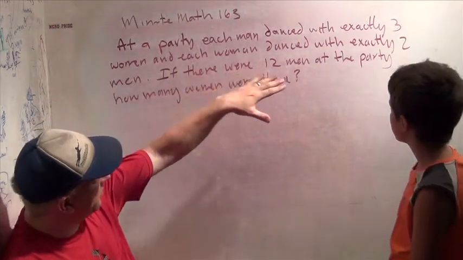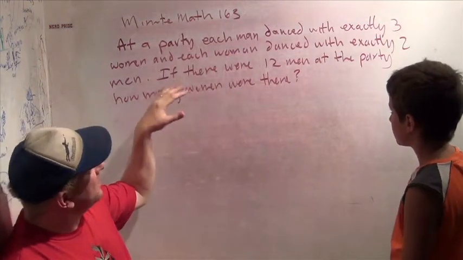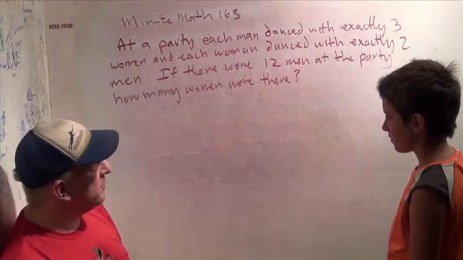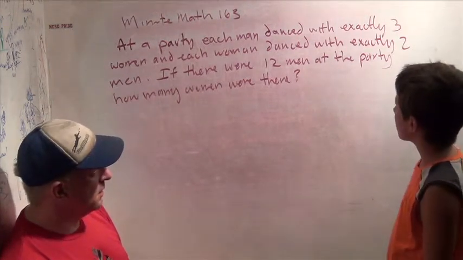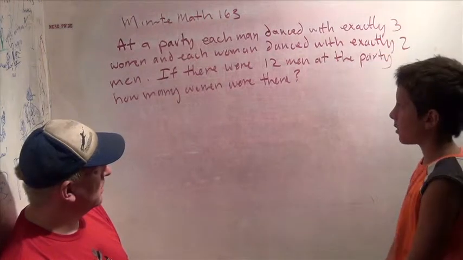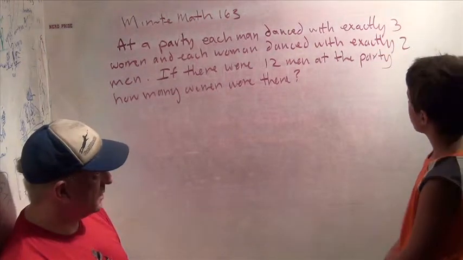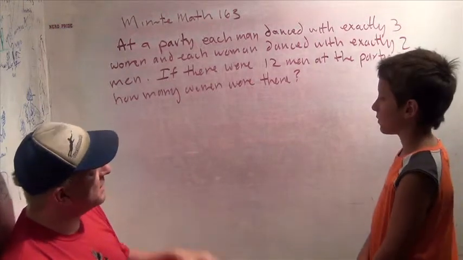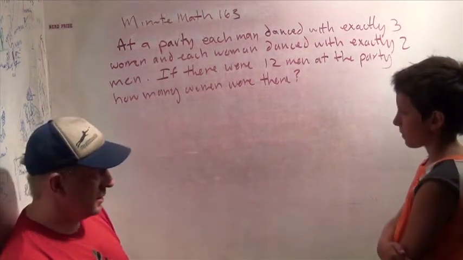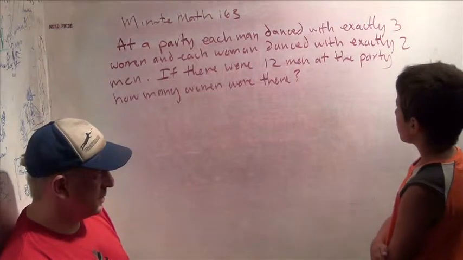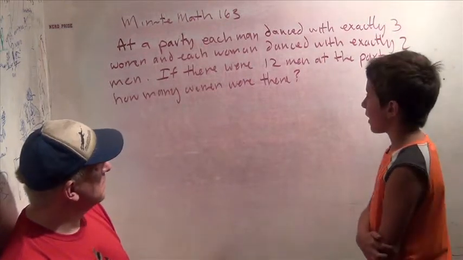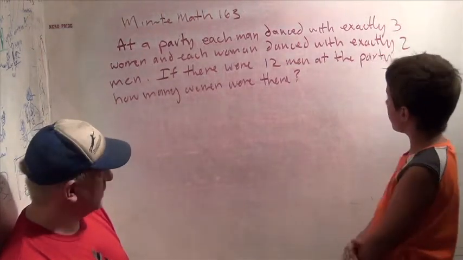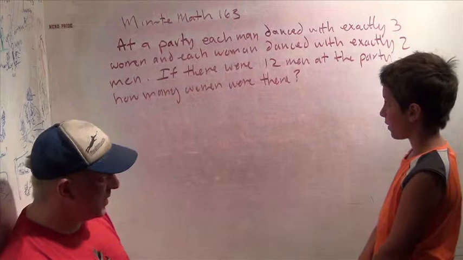Each man danced with exactly 3 women, and each woman danced with exactly 2 men. Probably more. Why would there be more women? Well, it says there's 3 women for each man. But it doesn't say there were 3 women for each man. Well, it says each man danced with exactly 3 women. So since there's 12 men at the party, that could mean there's 36 women. That could happen.